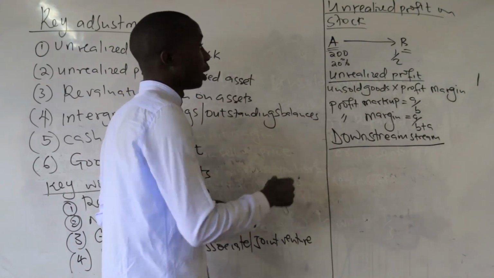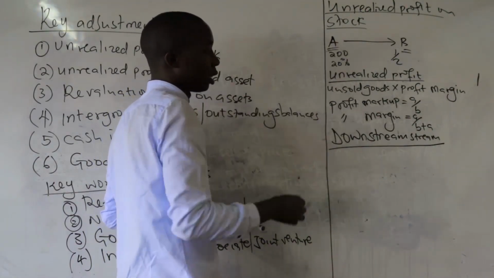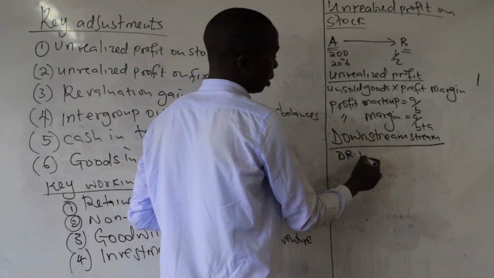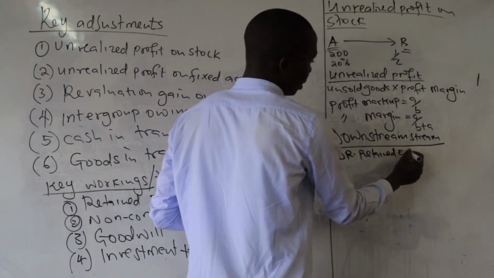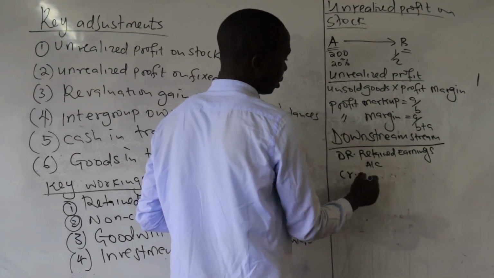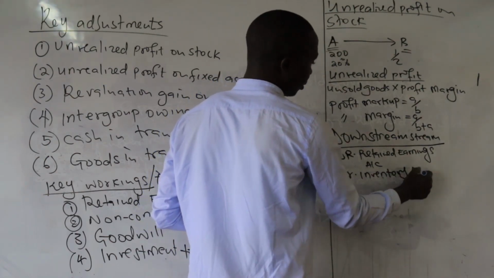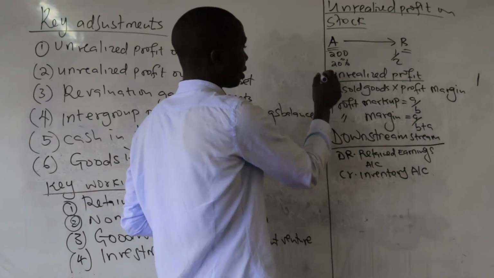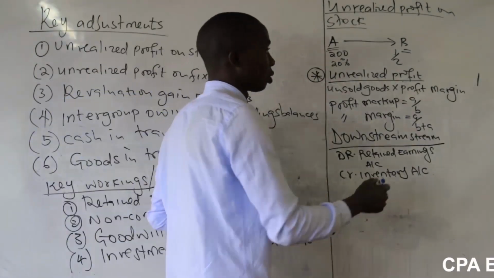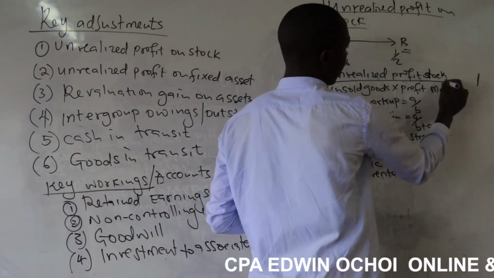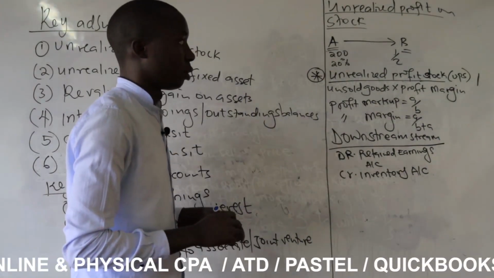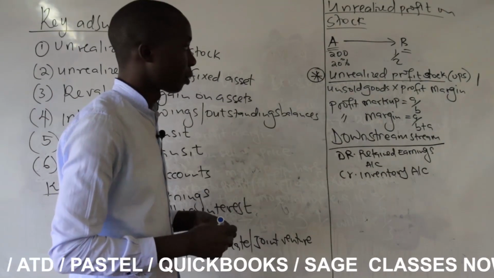So in that scenario, in order to eliminate the profit which is overstated in the parent due to a downstream sale, we have to debit the retained earnings account, and we need to credit the inventory account, with the aspect of the UPS, the unrealized profit on stock.